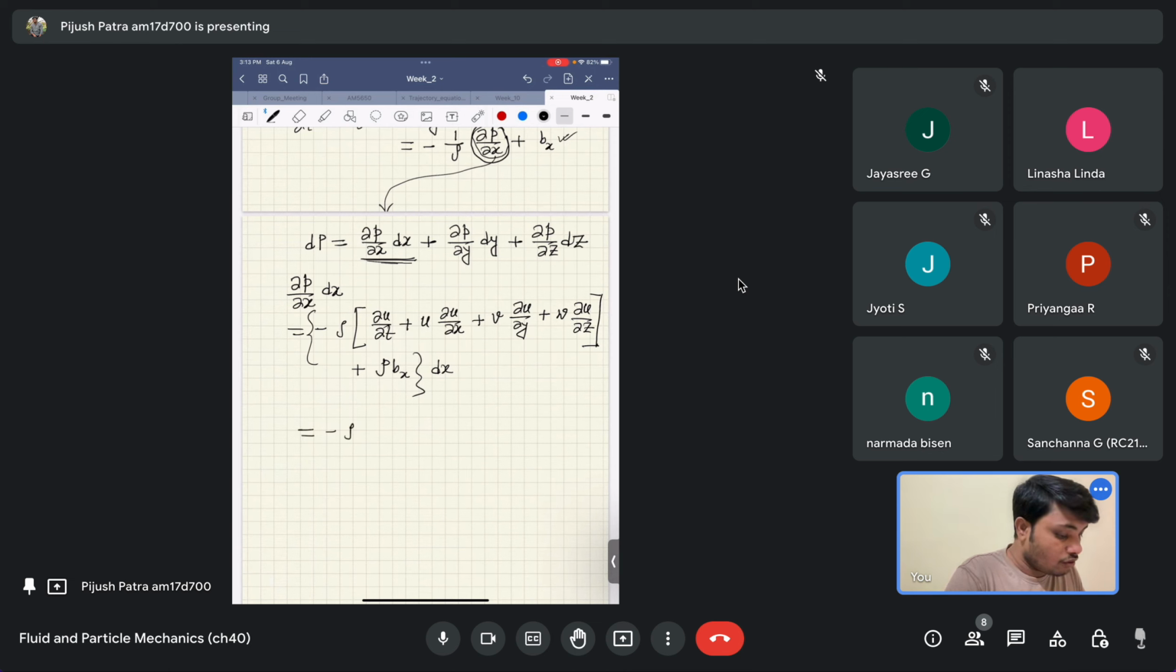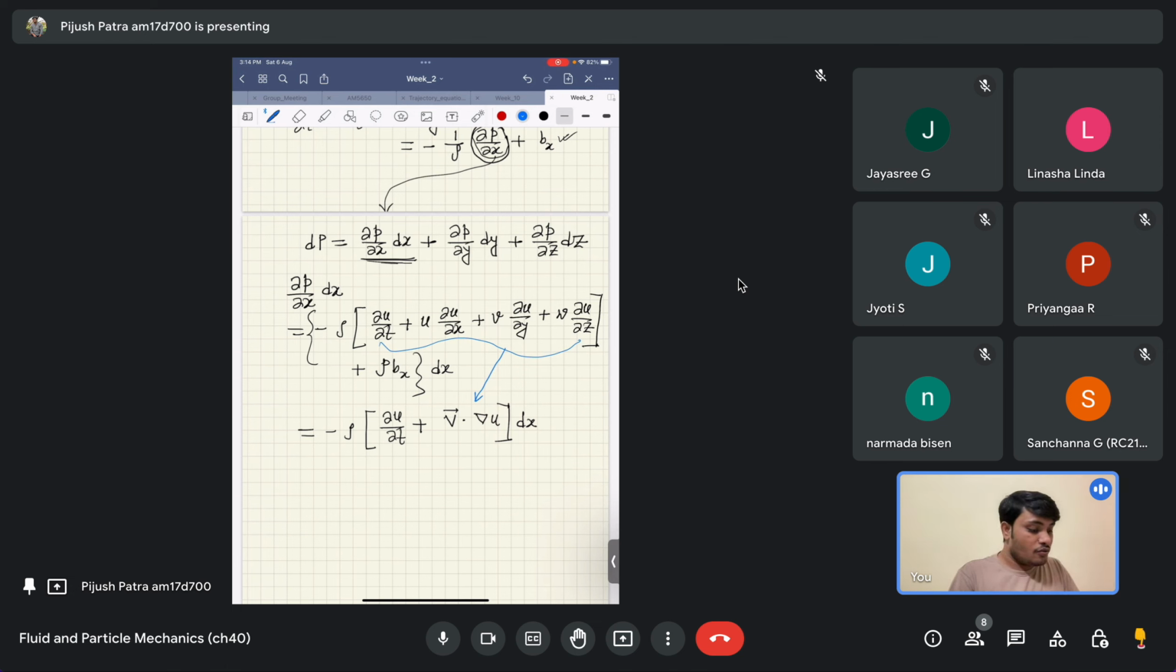So it is minus rho. Now for this term I can write it in this way, that it is ∂u/∂t plus v dot gradient of u. Can I write it in this way? This first term, this I am writing as this.